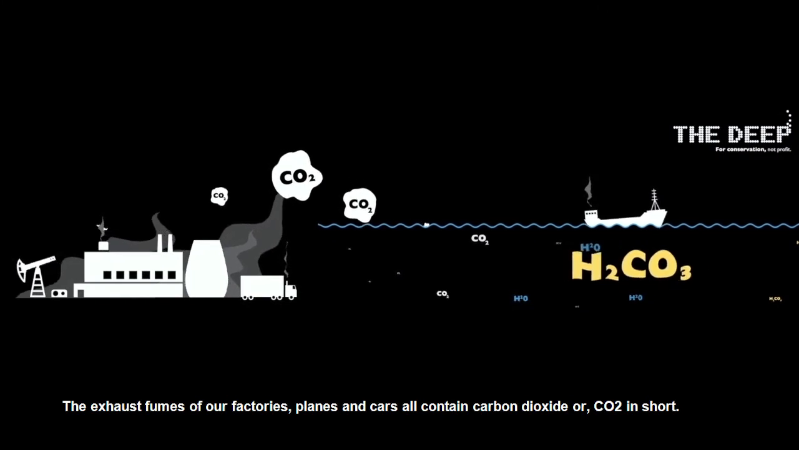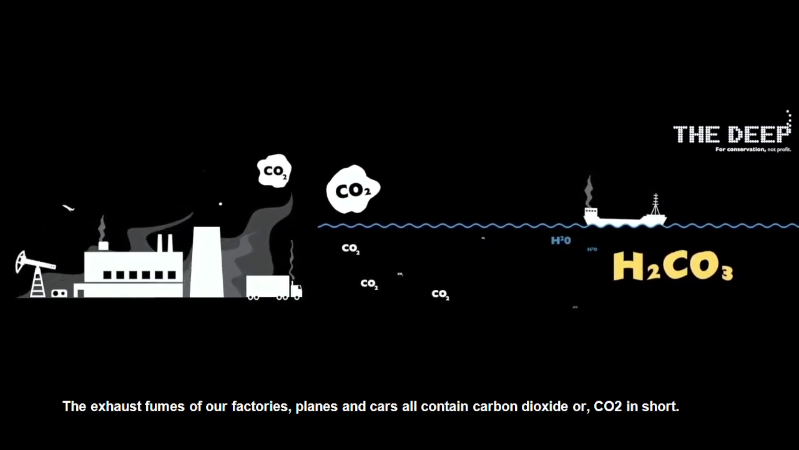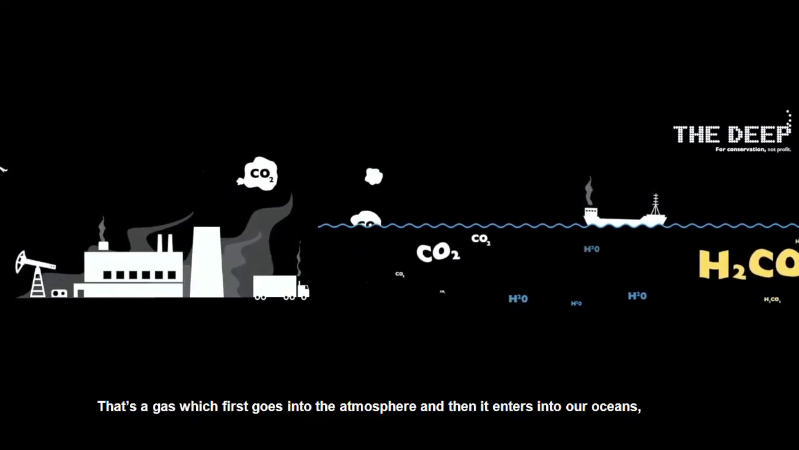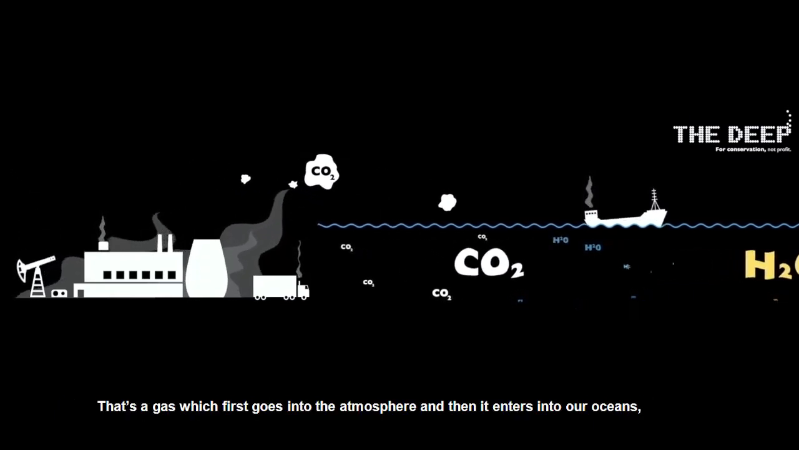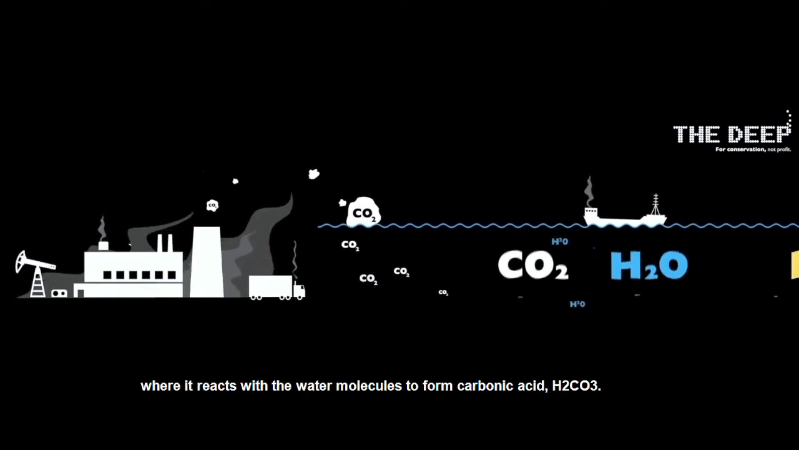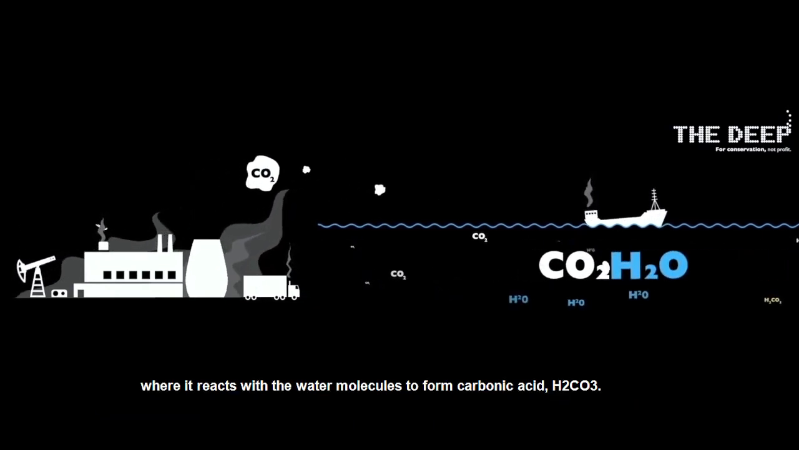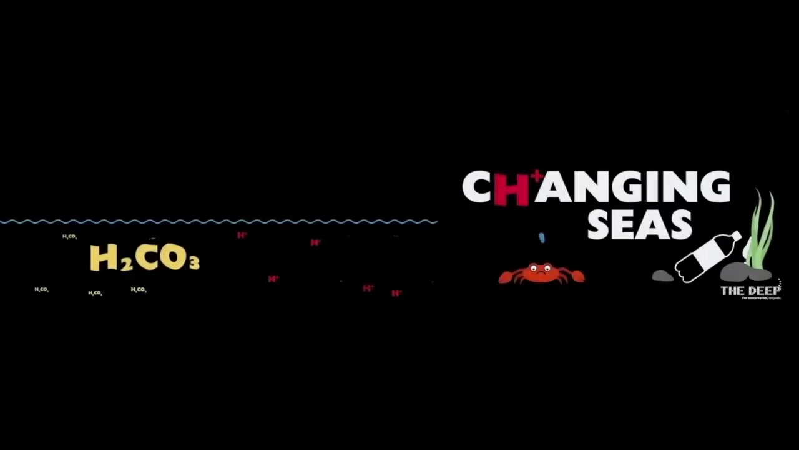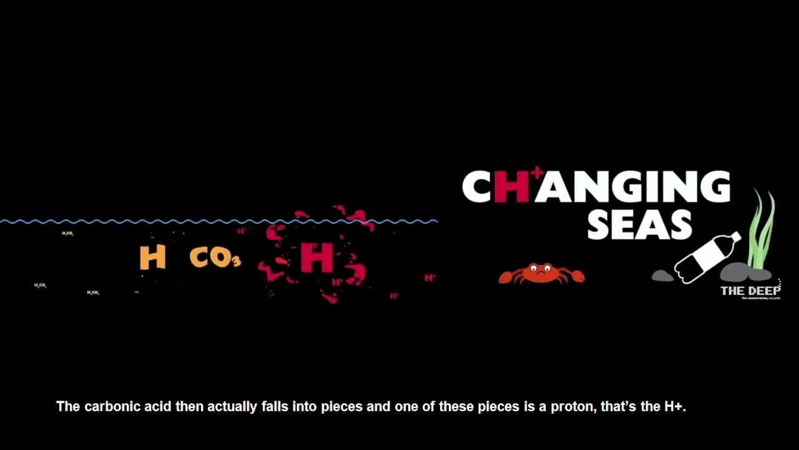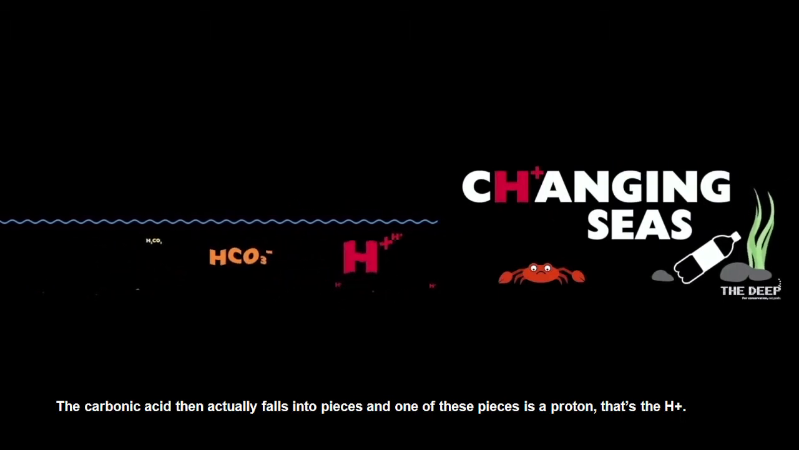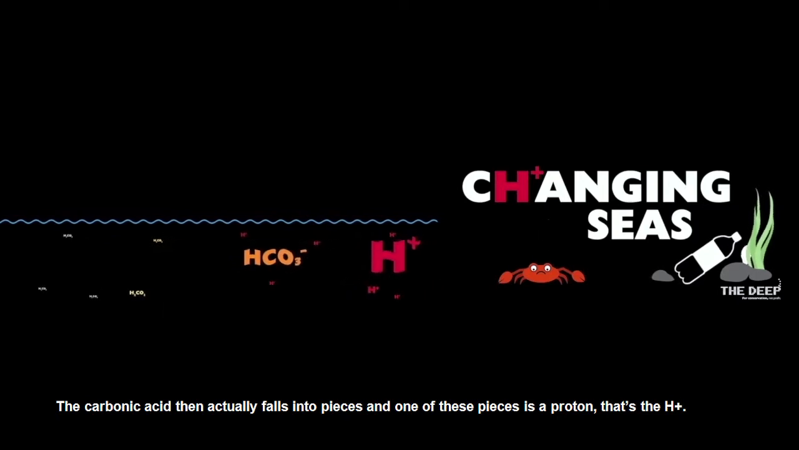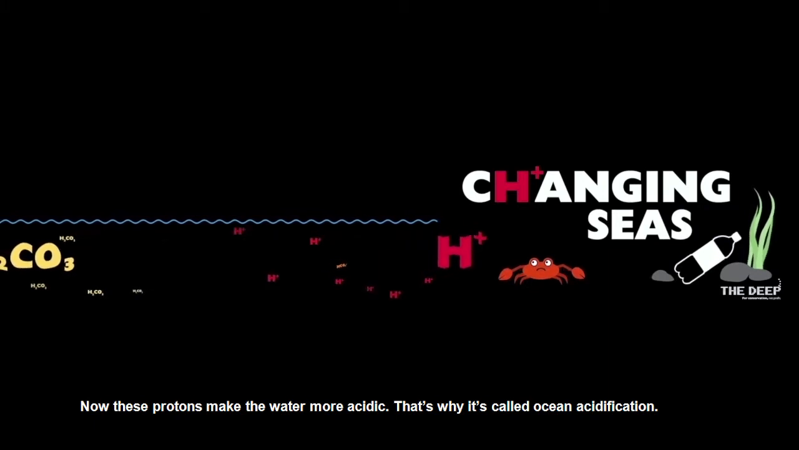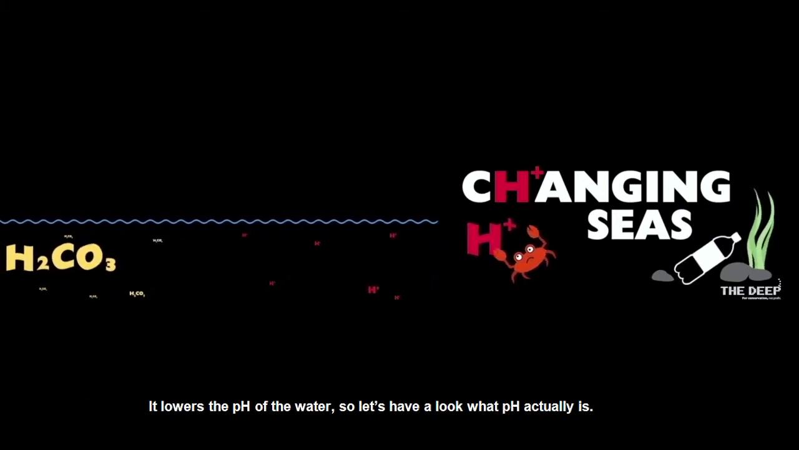The exhaust fumes of our factories, planes and cars all contain carbon dioxide, or CO2 in short. That's a gas which first goes into the atmosphere and then it enters into our oceans, where it reacts with the water molecules to form carbonic acid, H2CO3. The carbonic acid then actually falls into pieces, and one of these pieces is a proton, that's the H+. Now these protons make the water more acidic, that's why it's called ocean acidification. It lowers the pH of the water.